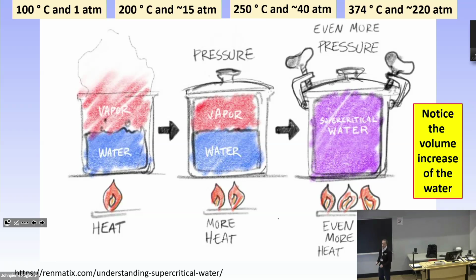Now, if you look at the temperatures and pressures, at 100 degrees, you have 1 atmosphere. At 200 degrees, I can barely read these, you have 15 atmospheres, and at 250 you go to 40. And at the critical point, you have 220 atmospheres. So the pressure goes quite a bit up, not quite exponential.